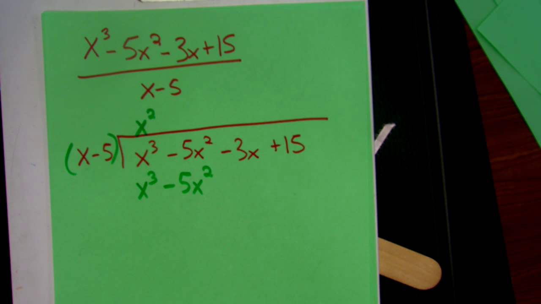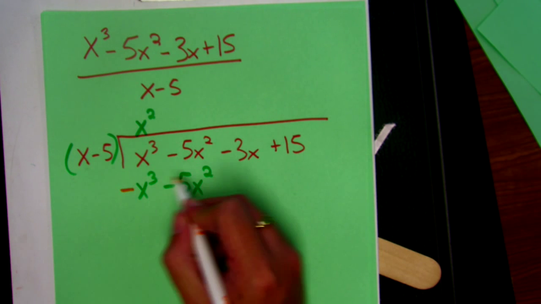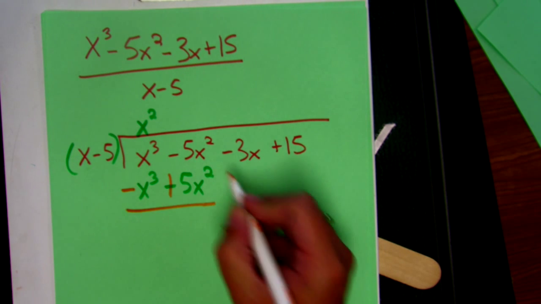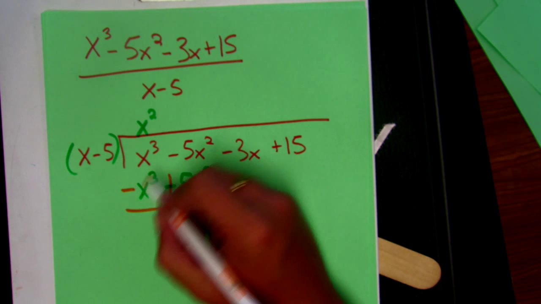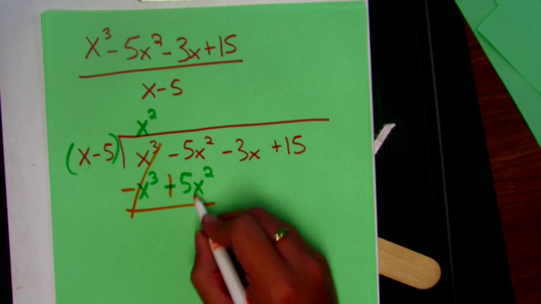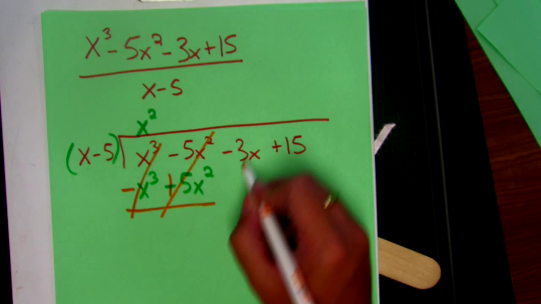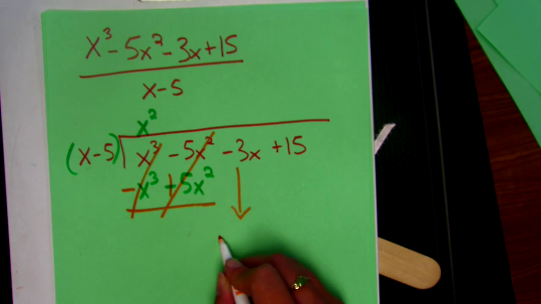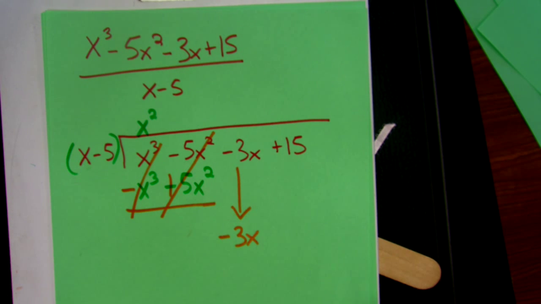Now we have to subtract. So we're subtracting, so we're changing our signs. So x cubed minus x cubed goes away. Negative 5x squared plus 5x squared goes away. And then we bring down our next term, negative 3x.